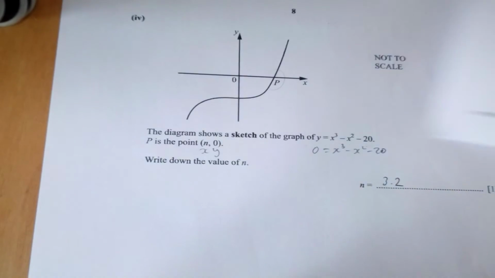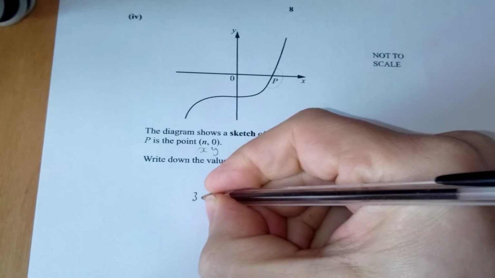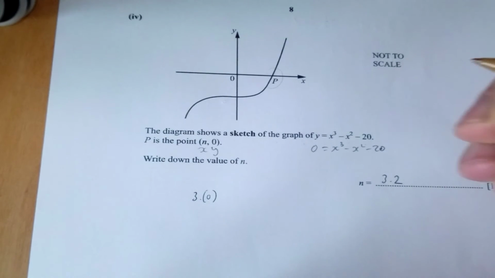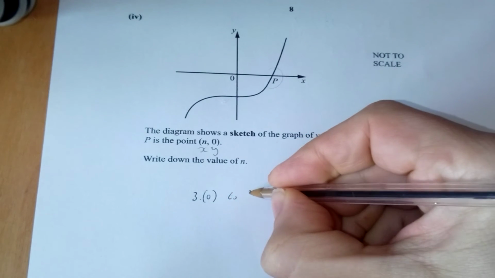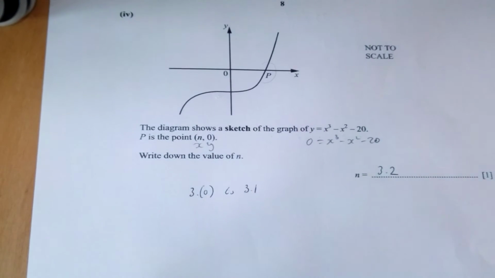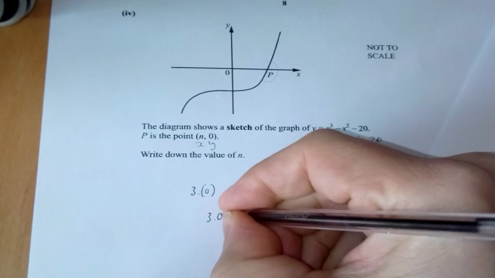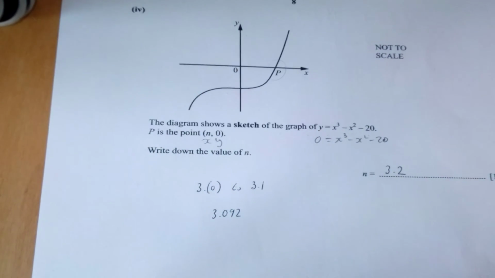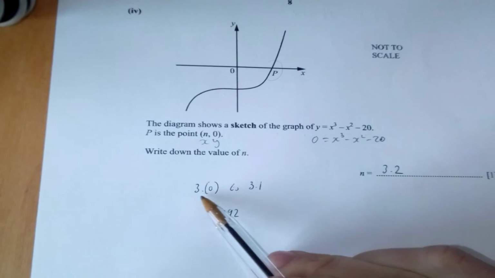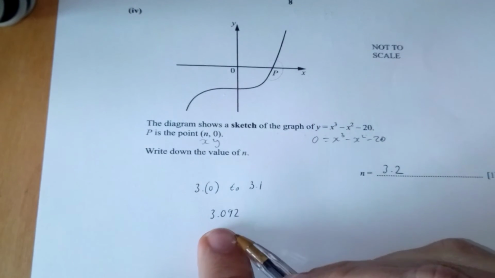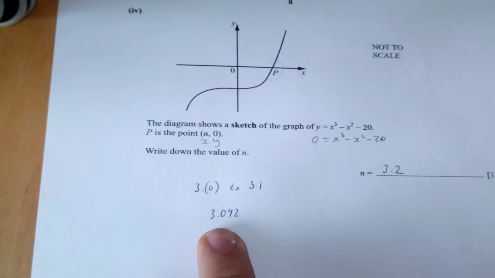Now, on the mark scheme, they say the answer is anything between 3 and (3, 0), which means you don't have to put the 0, to 3.1. Now, using Desmos graphing, I got the real actual answer, which is 3.092. That is the actual answer, and that's why they put this as the possible answer. Okay, but I only got that by using Desmos graphing. You can also do it by doing trial and error.